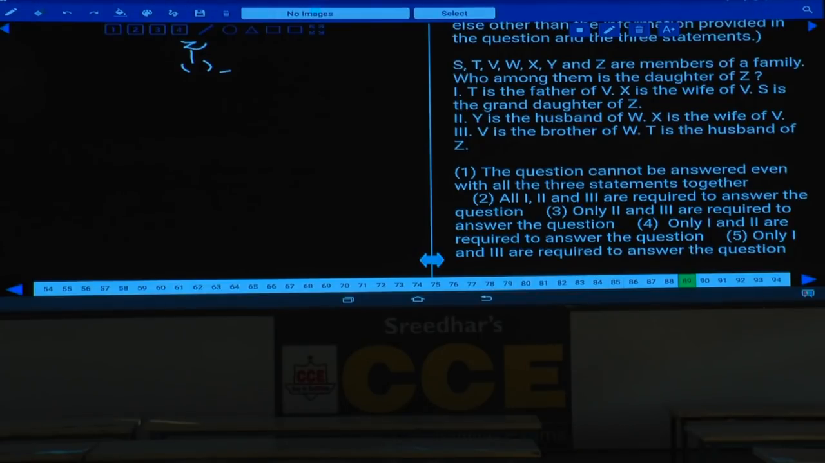Then in this one, 2 and 3. What do you mean by this 2 and 3? Y is the husband of W. Y is the husband of W can be represented like this. X is the wife of V.